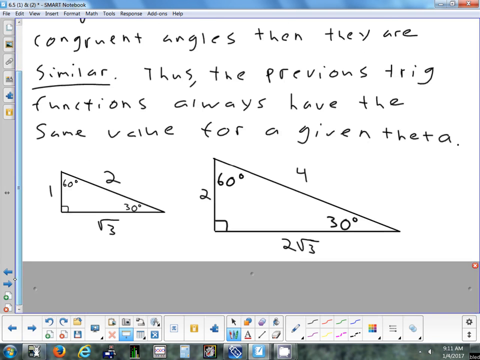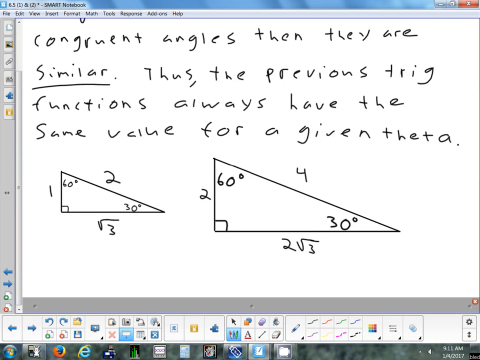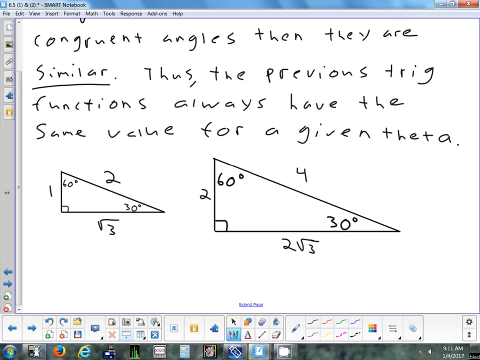So what I want to do now is let's compare the sine of 30 degrees in the small triangle and the sine of 30 degrees in the big triangle and see what happens. So what's sine again? It's what over what? All right, in the small triangle, looking at it from this perspective, what side is opposite 30? 1. And the hypotenuse? 2. So the sine of 30 in the small triangle is a half.